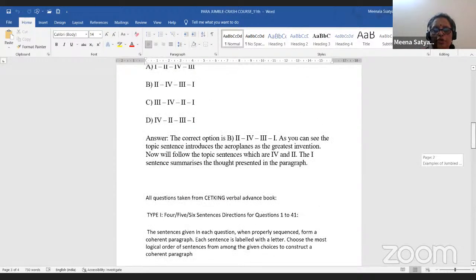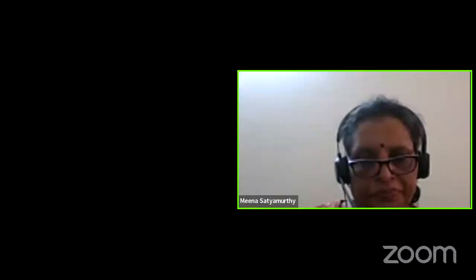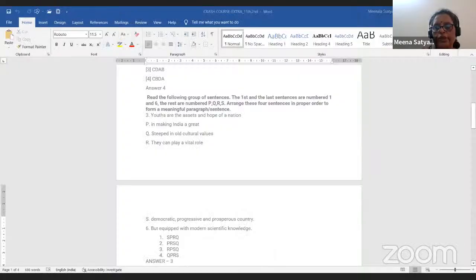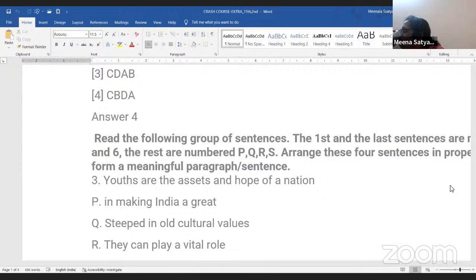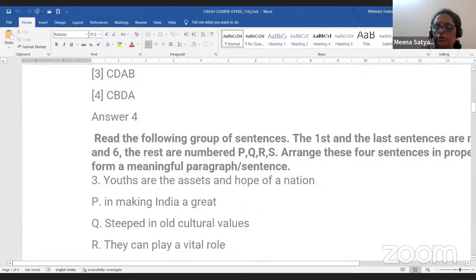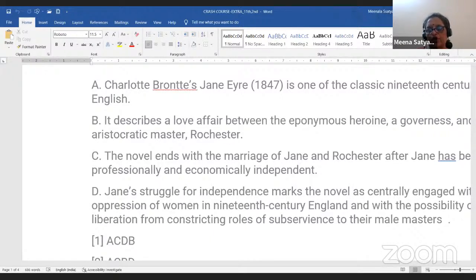I'll zoom in a few minutes. I shall zoom in. I'm just looking for the correct passage and then I shall zoom in. Yes, this one I had dealt with yesterday, but I thought let me once again deal with it with you.